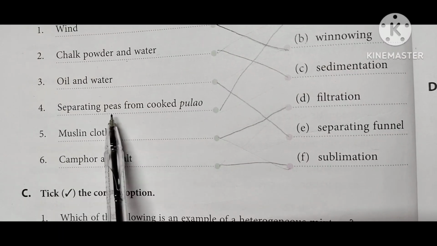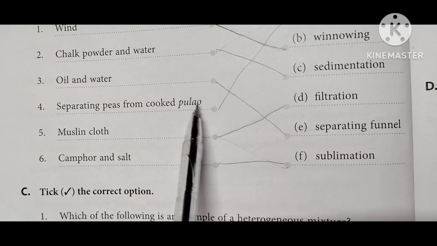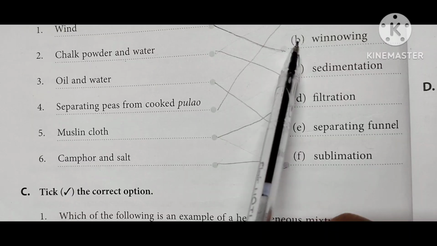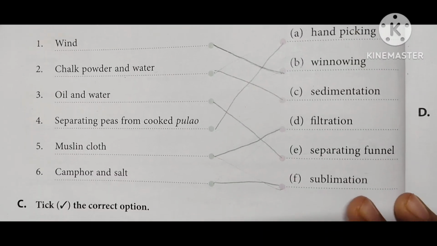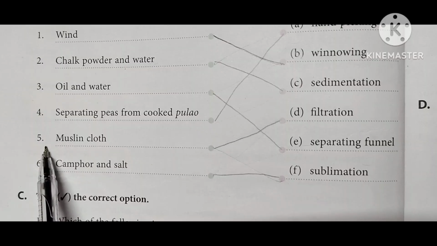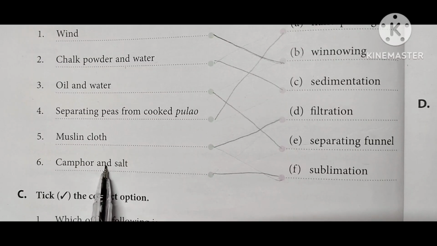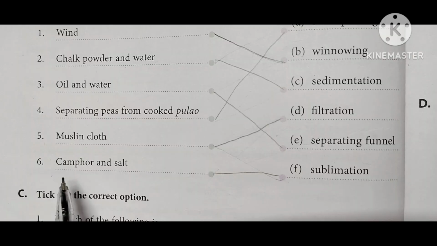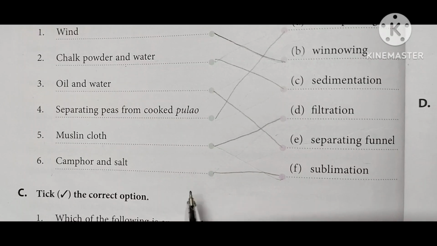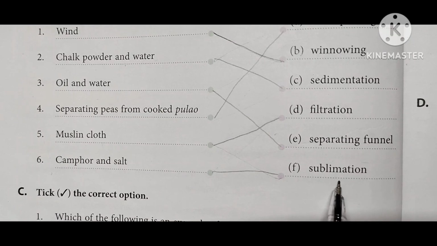Fourth, separating peas from cooked pulao. It is matched with A. Hand picking. Fifth, muslin cloth. It is matched with D. Filtration. Sixth, camphor and salt. It is matched with F. Sublimation.